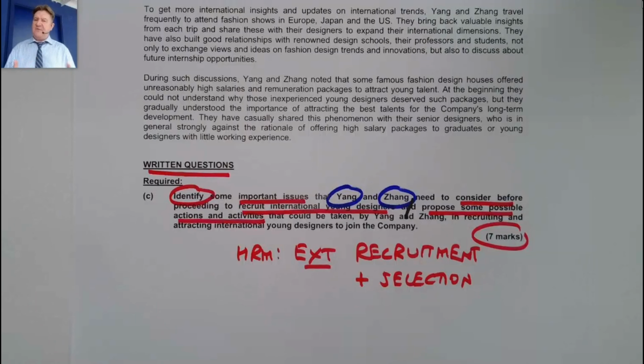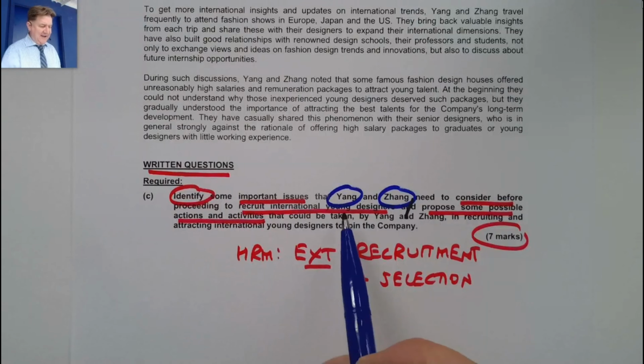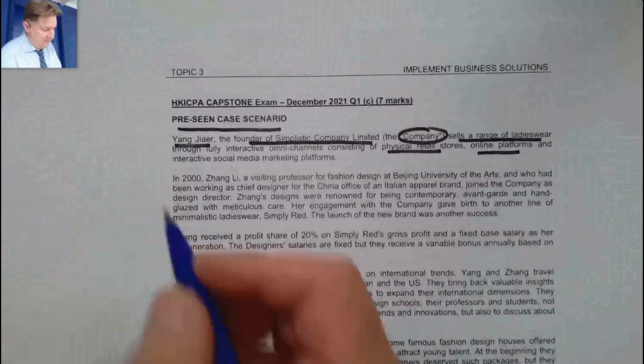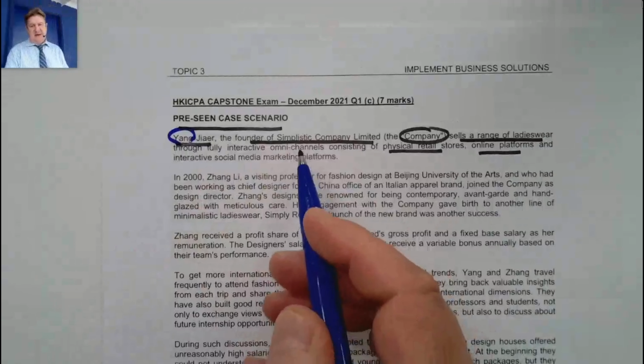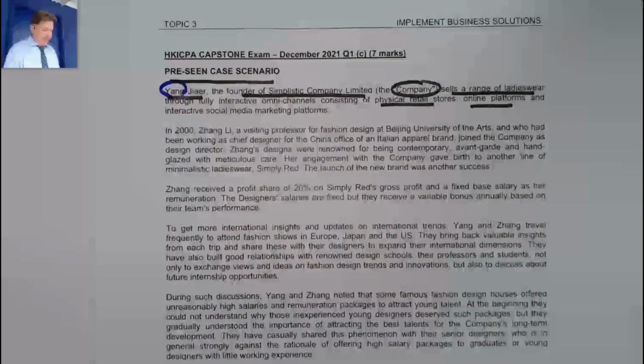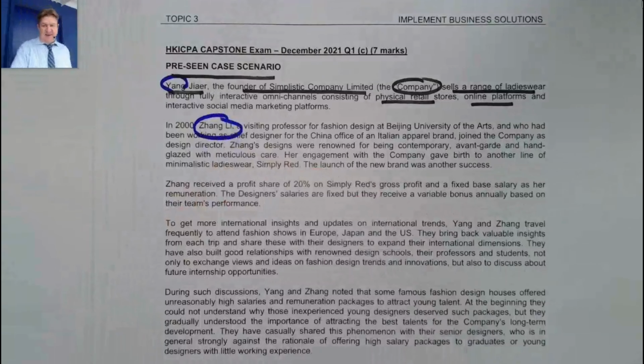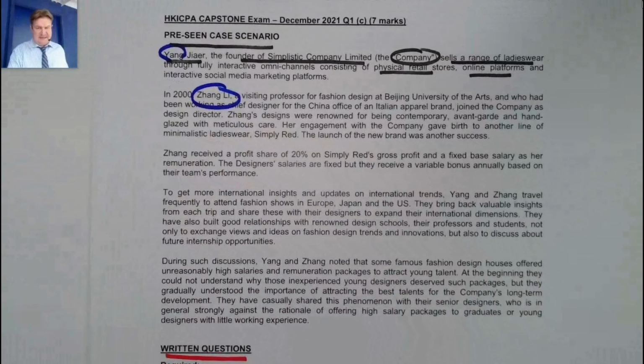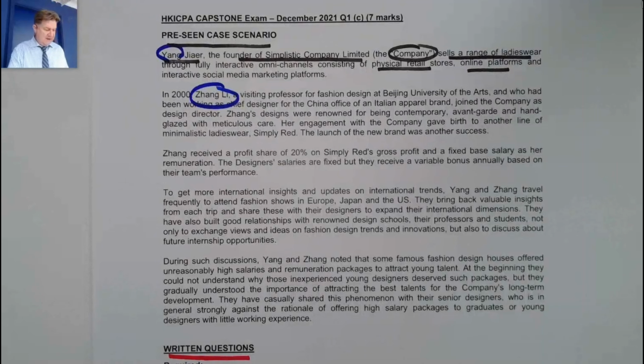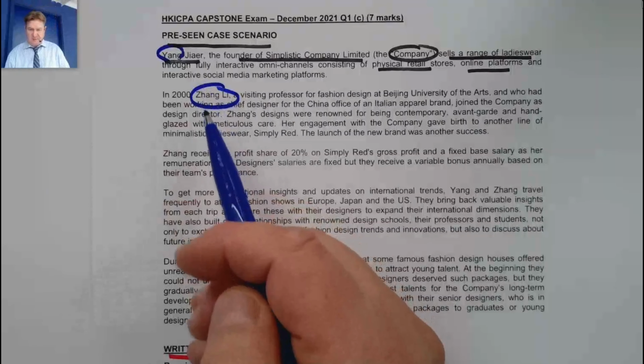But as we have 4 hours in the Capstone exam, I always urge my students to write more if you can write more in the actual exam. Let's have a little look. Yang, who was Yang? We saw Yang earlier here at the beginning. Yang was the founder. Who's Zhang? Let's carry on reading here. In the next paragraph, in the pre-seen, this is before the exam day, students knew who these people were.